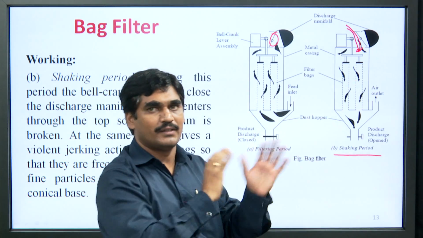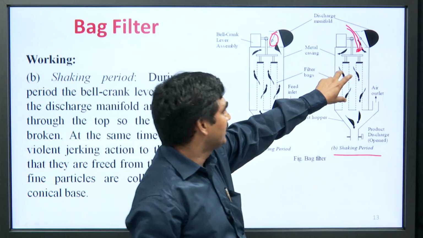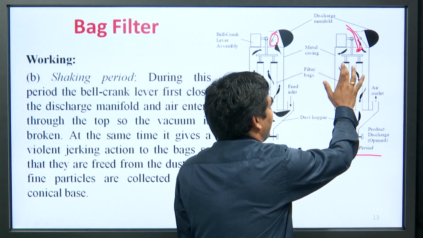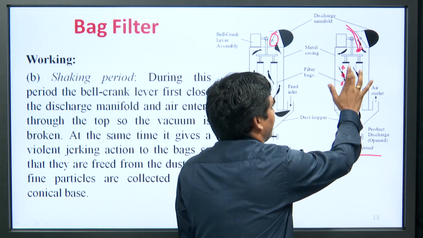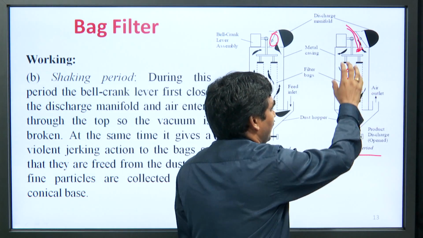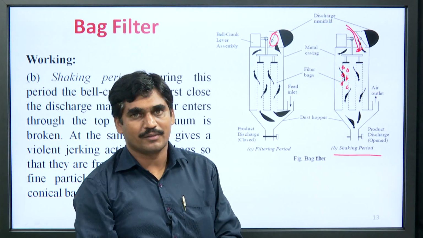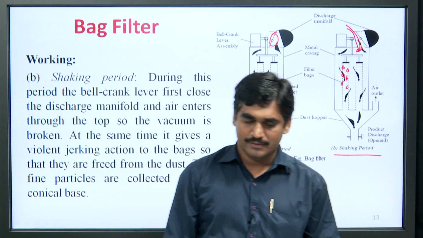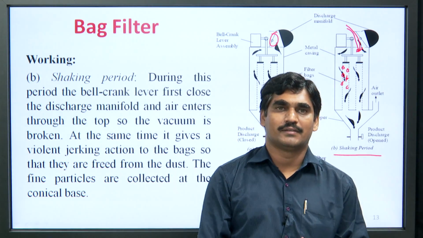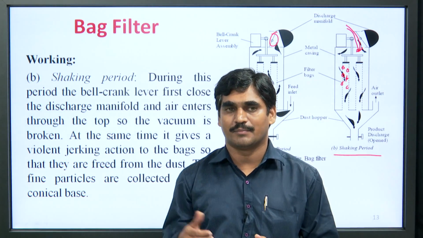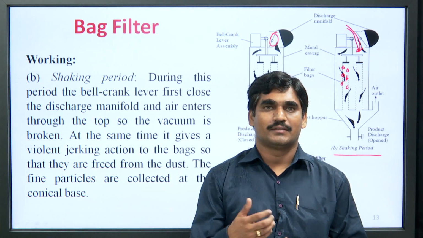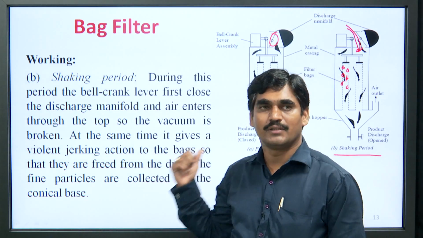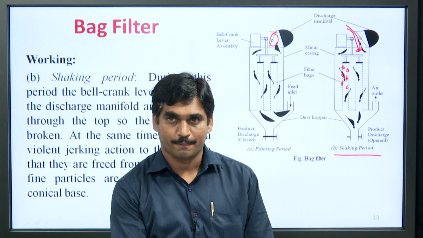So, these bag filters are shaken, due to which the particles attached to the walls of the bag fall off because of shaking. At the same time, as it is written, violent jerking is applied to the bags, so that they are freed from the dust, and the fine particles are collected from the conical base. Okay.